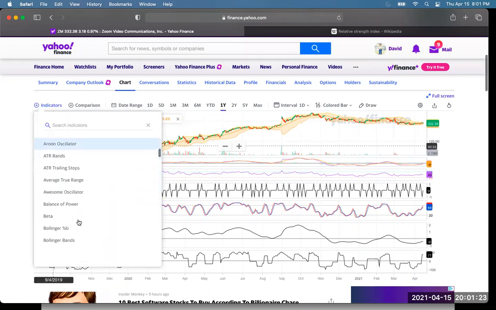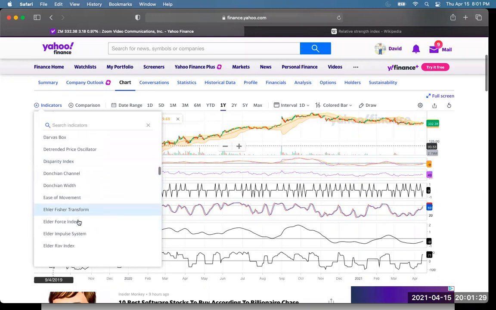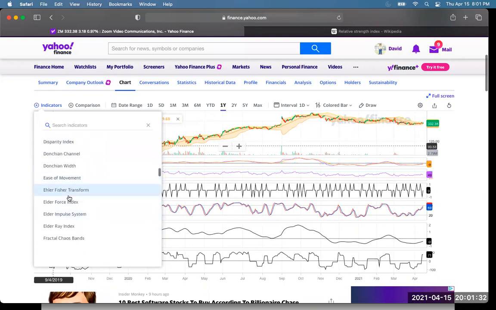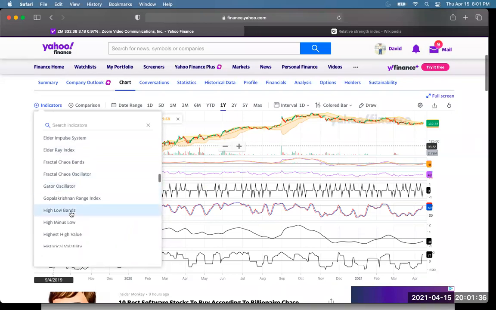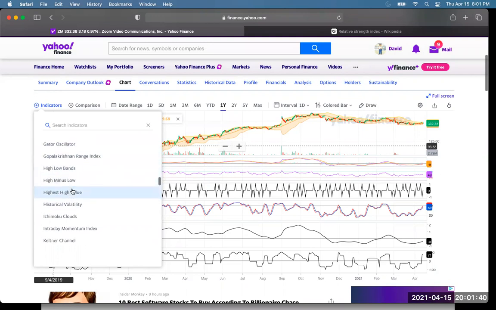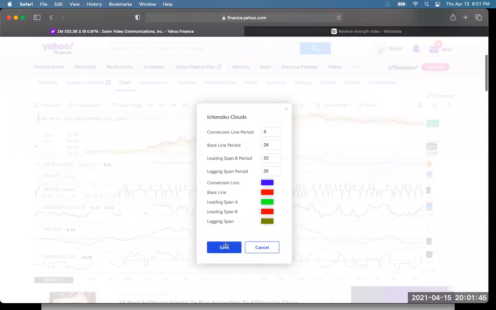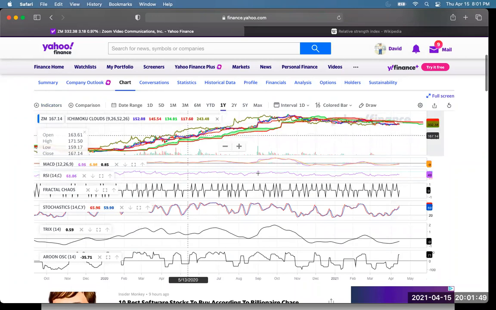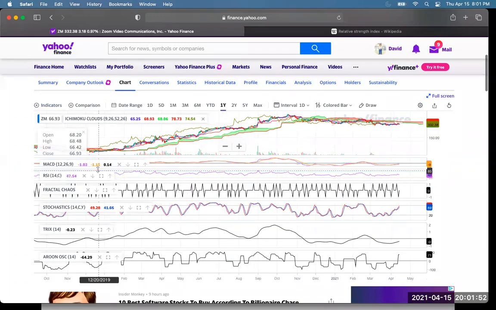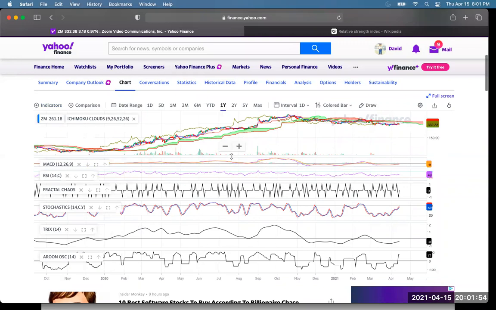What was the one? Yahoo Finance has spent a lot of time adding these on here. I've never heard of a Gator oscillator. Ichimoku clouds. I have never understood how to. I had a student several years ago who tried to explain to me how this works.